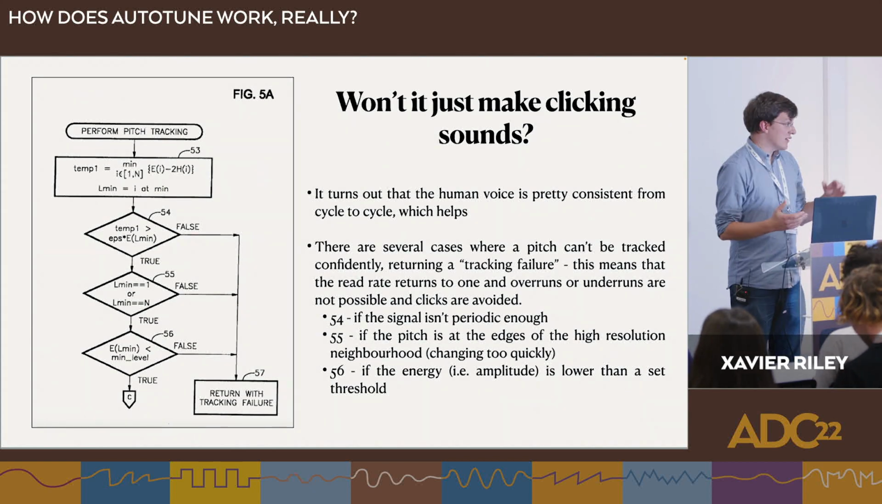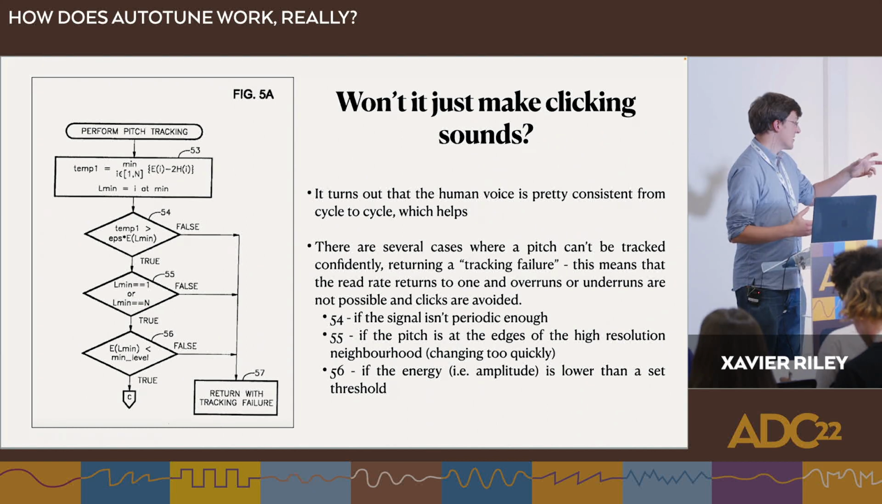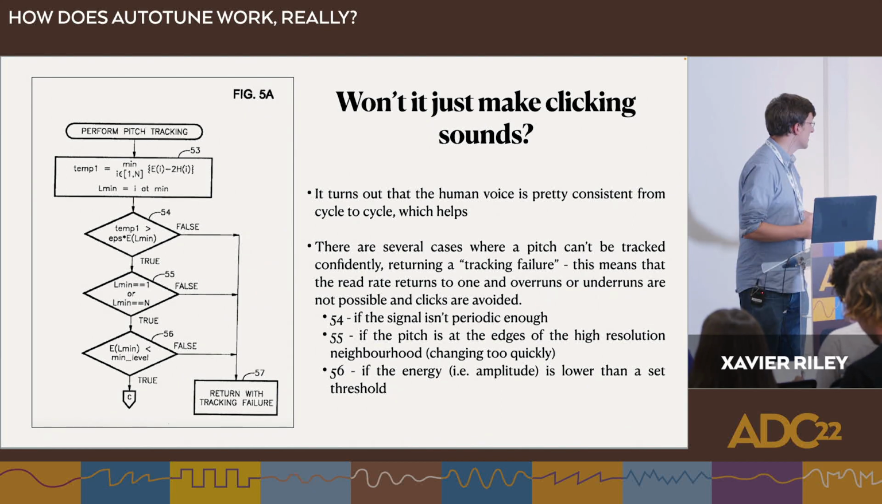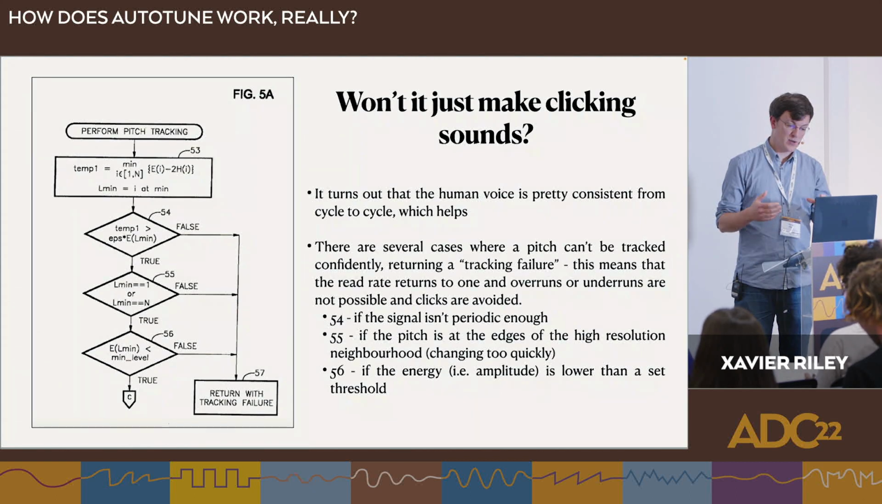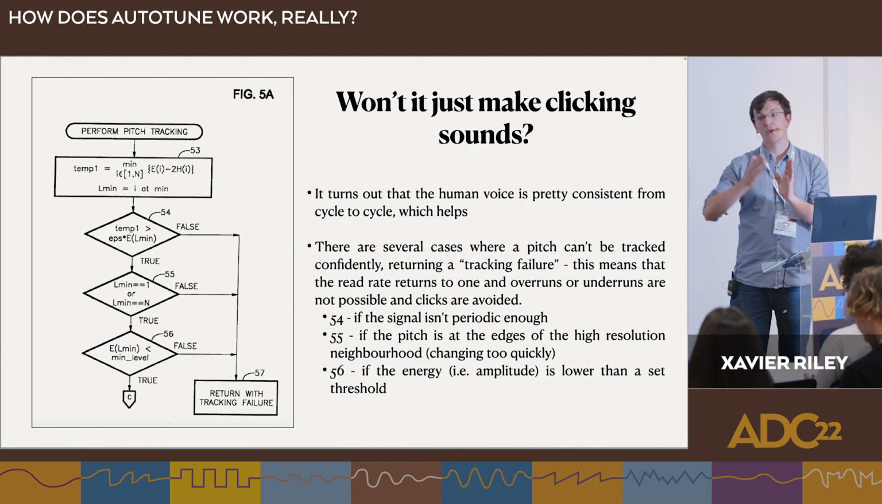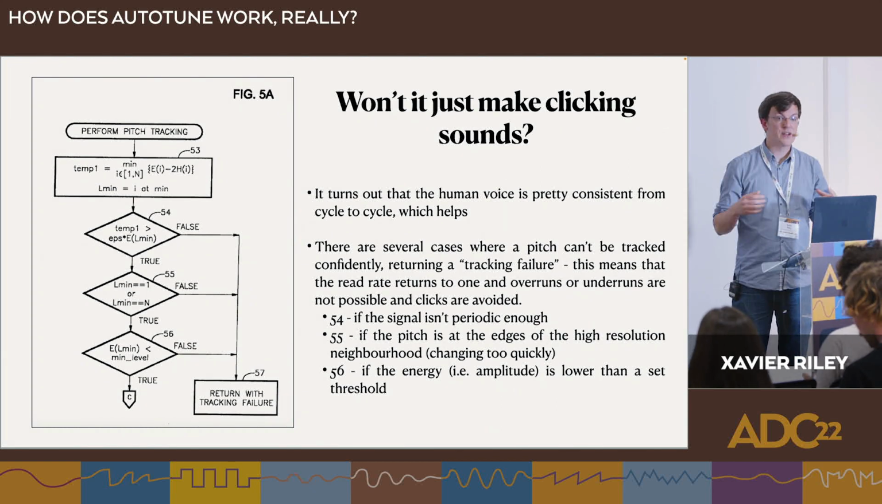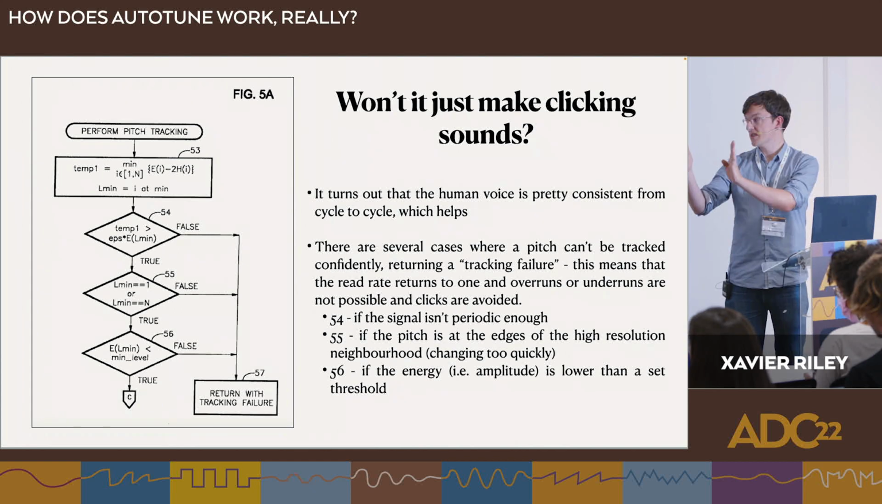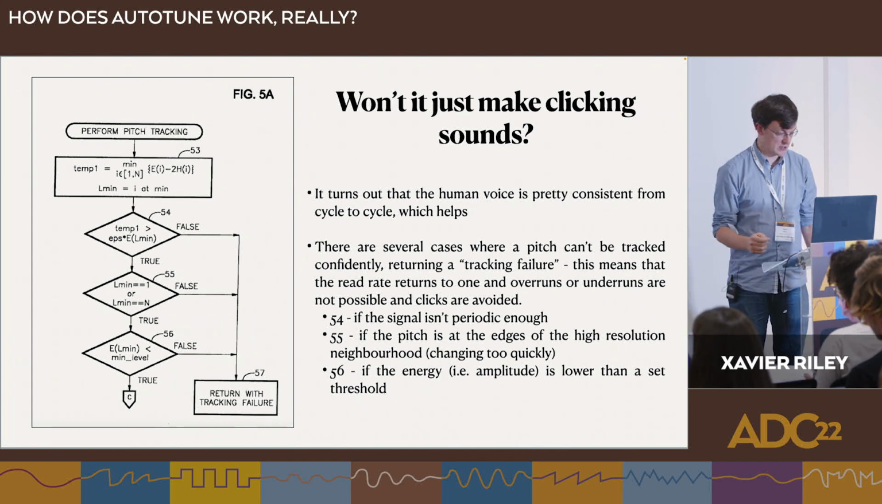So one thing that helps is that the waveforms are quite consistent from cycle to cycle for the human voice. So jumping backwards by an entire waveform, you're likely to land at a roughly similar place. But also in the patent, there's several cases where if a pitch can't be tracked confidently, then the rate just defaults back to 1, so that you're not going to get an overrun or an underrun. So if it can't track the pitch, it's not going to try and advance the read pointer any faster or slower. It will keep lockstep with where it is relative to the write pointer.